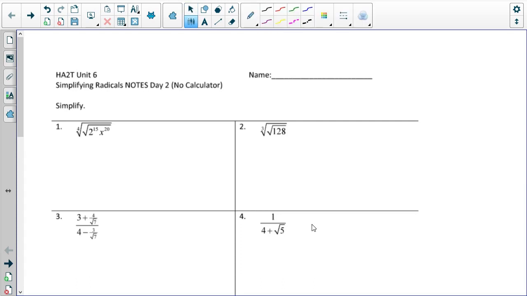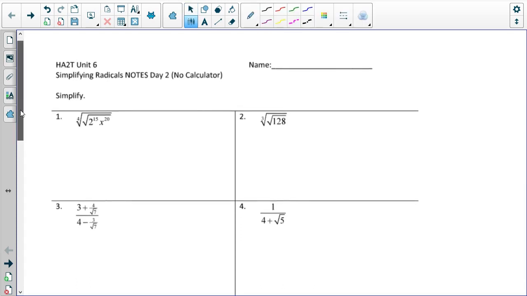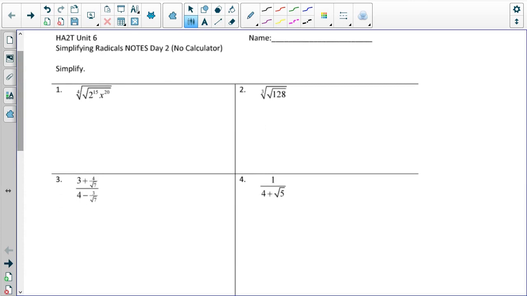Some of the more complicated problems for simplifying radicals will be in our day 2 notes. Problem 1. If we have the square root of something inside of the fourth root of something, I want to refresh our minds as to what that means in terms of exponents. So I have 2 to the 15th times x to the 20th, and that's to the 1/2 power, and then to the 1/4 power.